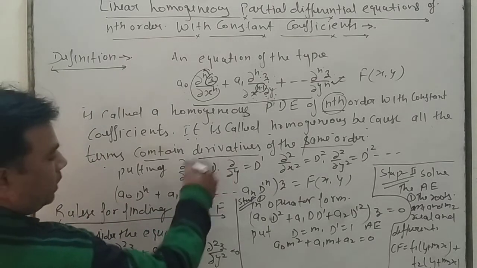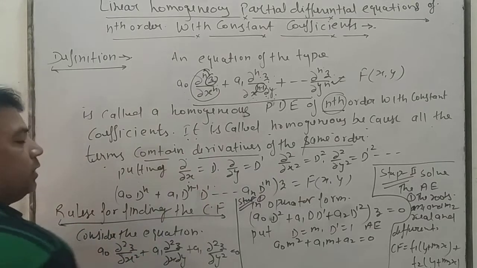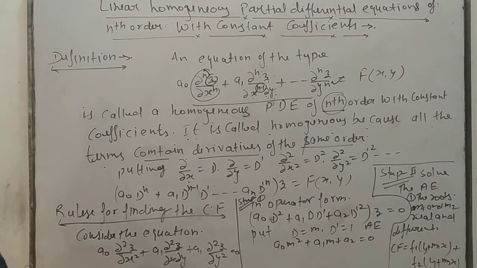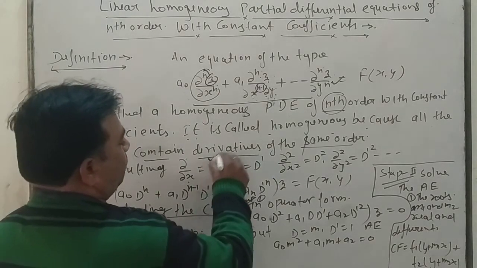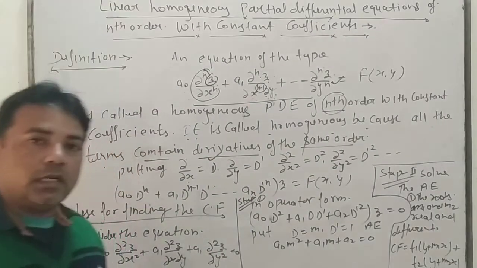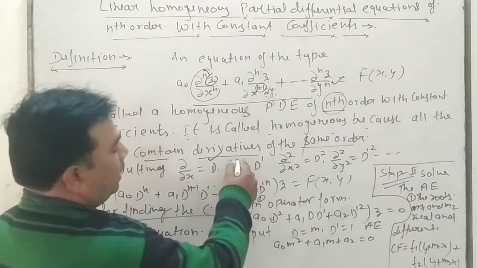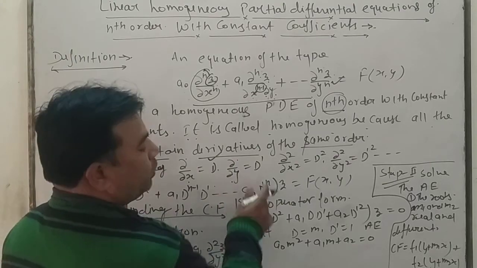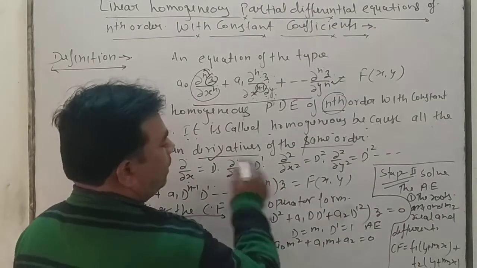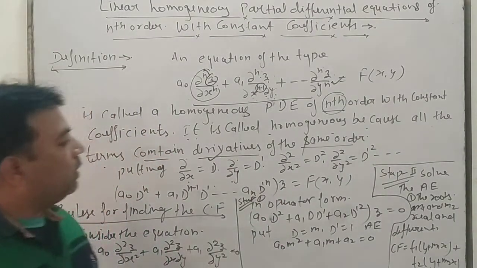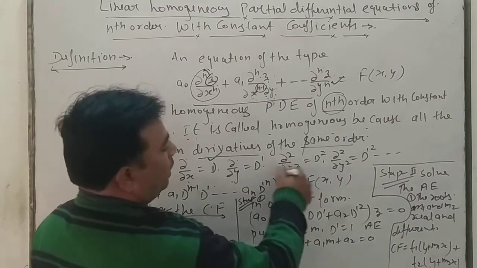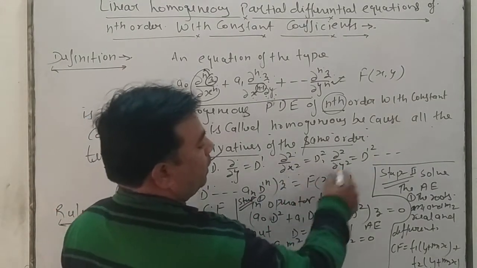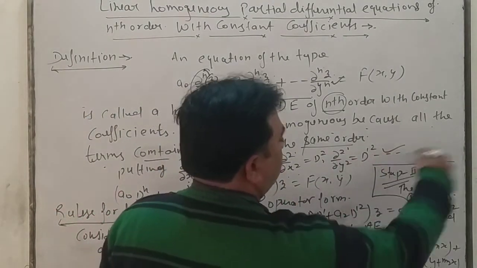Putting some notation: del over del x, the partial derivative with respect to x, we write as capital D, and the partial derivative with respect to y, we write as D dash. Similarly, second order del 2 over del x2 is D square, del 2 over del y2 is D dash square, and so on.